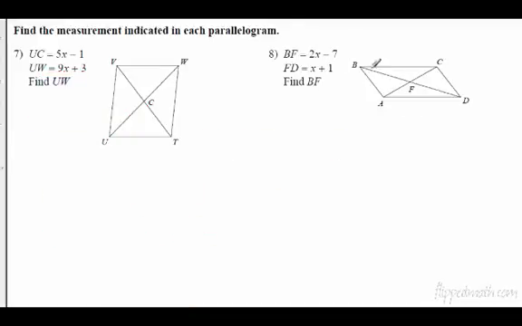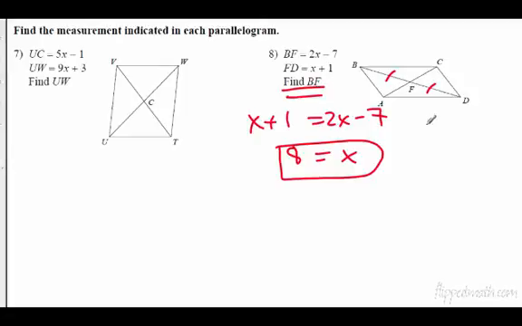Number 8, BF and FD. Well, they're giving you this segment and that segment, and they're equal to each other. So you can just set them equal. x plus 1 equals 2x minus 7. You get x equals 8. All right, done with that. Not done. It says find BF.